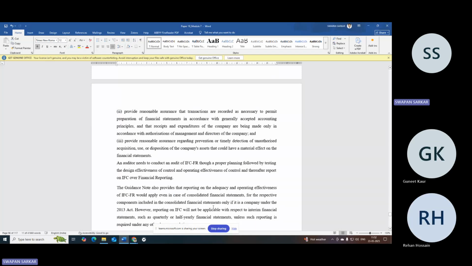The auditor needs to conduct an audit of IFC over FR through proper planning, followed by testing the design effectiveness of control and operating effectiveness of control, and thereafter report on IFC over FR.